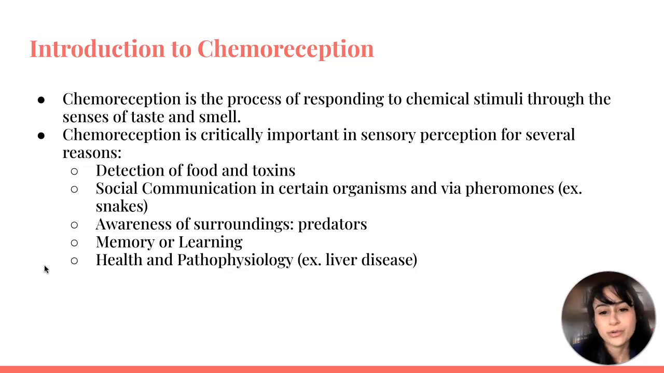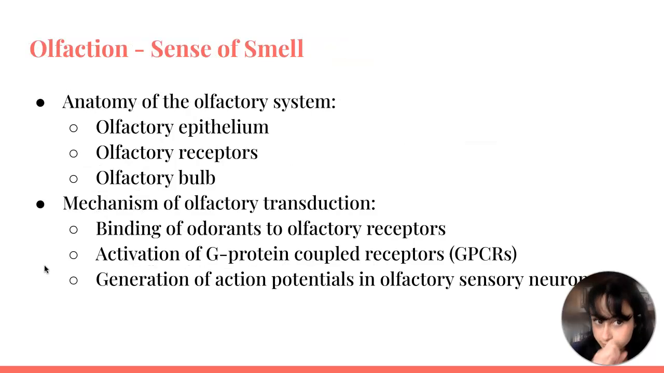Chemoreception is critically important in sensory perception for several reasons. It's used in the detection of food and toxins, social communication in certain organisms, and via pheromones. Awareness of surroundings, such as predators or marking territory boundaries. It's also involved in memory or learning, and health and pathophysiology will also be discussed later in the presentation.